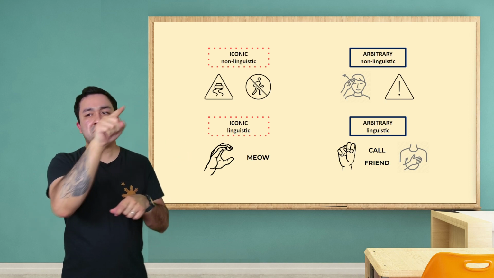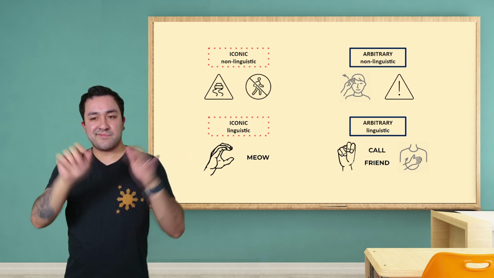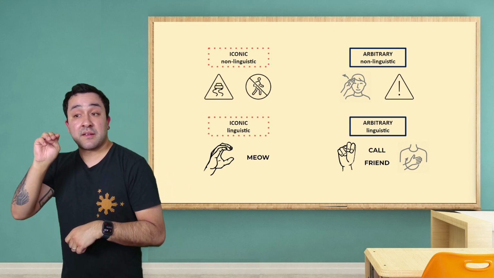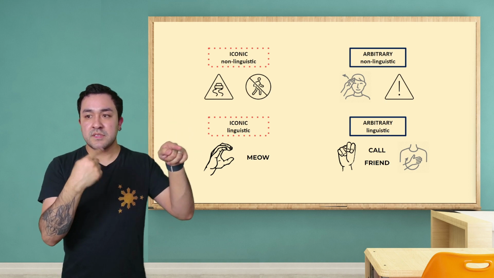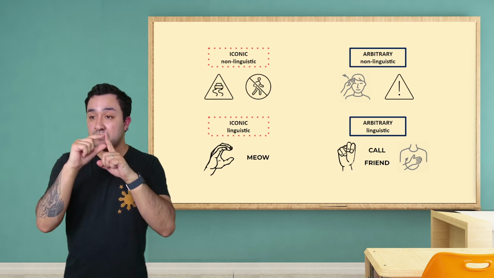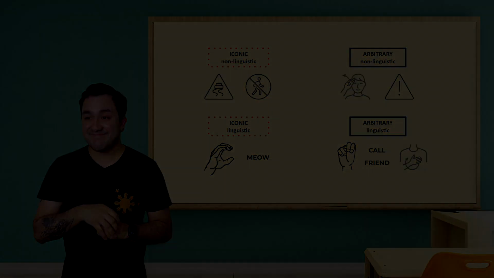The ASL letter C and the word meow do need context. Not all languages use the same writing system. Therefore, not all languages use the letter C. Funny enough, many languages have the same sound for a cat, but not all animal sounds sound the same in all languages.